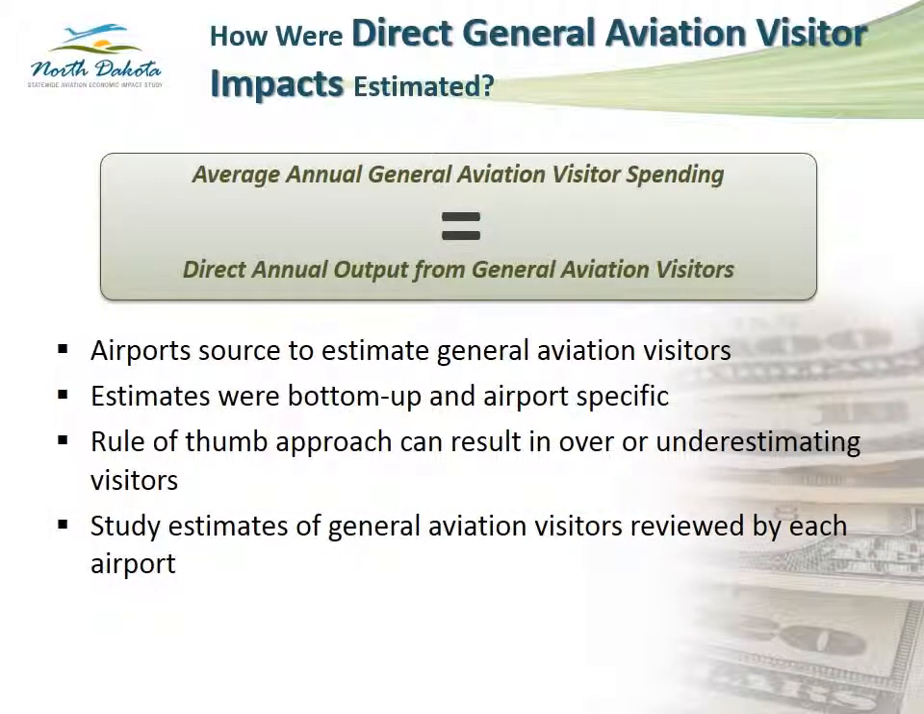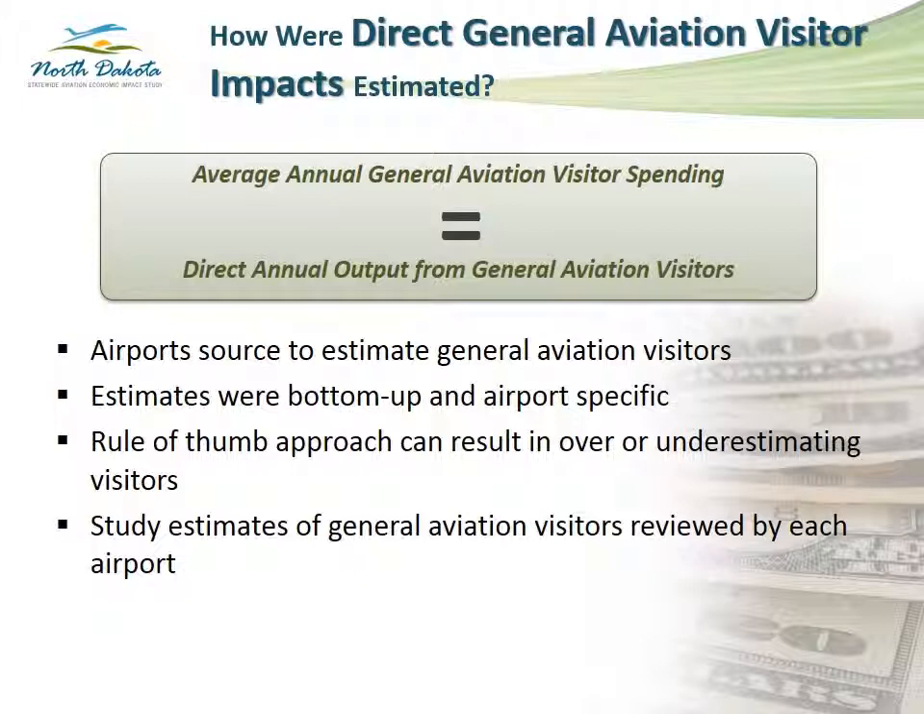Most airports have direct economic impacts that come from visitors who arrive in North Dakota on a general aviation plane. Direct impacts in this category can be found at both general aviation and commercial airports. It is important to remember for this category, direct output is equal to all annual spending from these visitors.